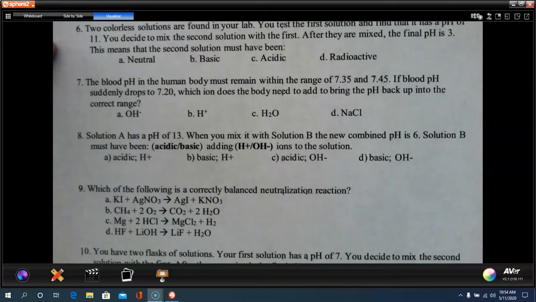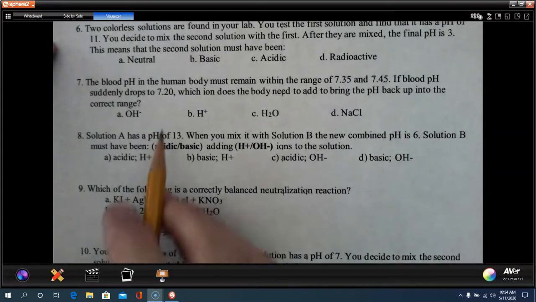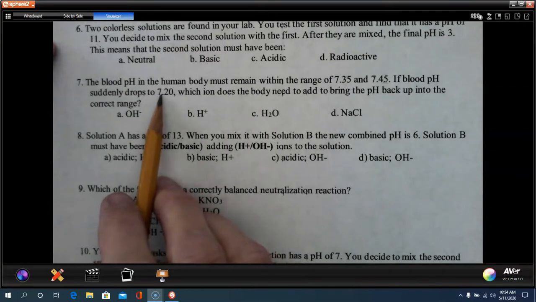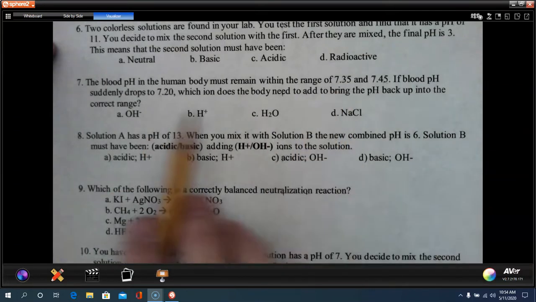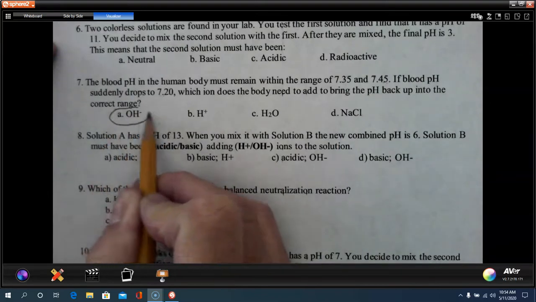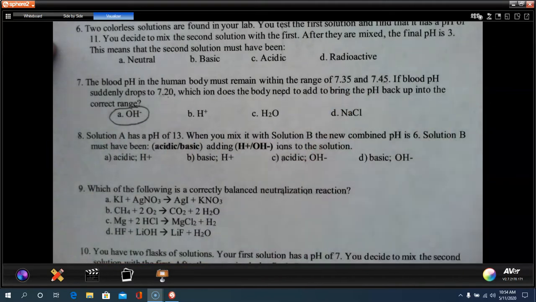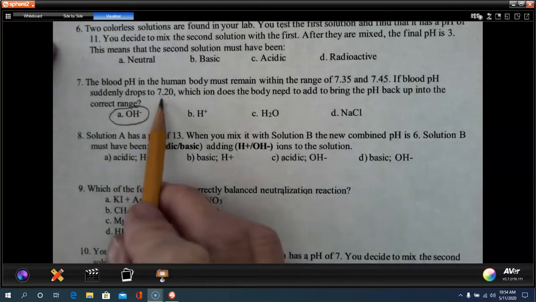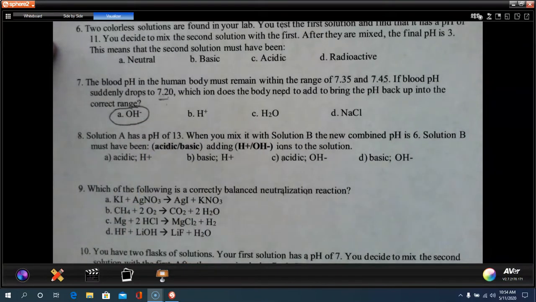So those buffers come into play, and they will take that pH of 7.20, which is less than that, which means it's more acidic, and it will add more hydroxide to it because it needs to get it more towards the base side than the acid side, which it is right now.